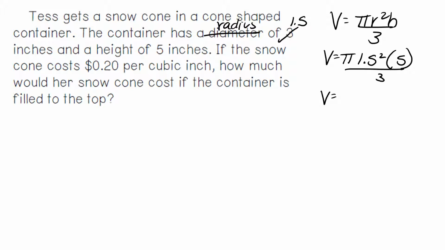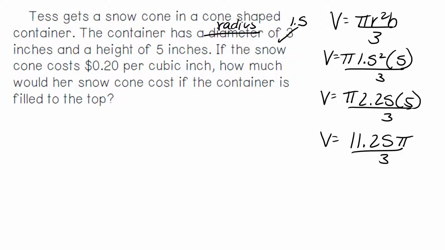1.5 squared is going to give us 2.25, times the height, 5. 2.25 times 5 is 11.25. Divide by 3, 11.25 divided by 3 is 3.75. Times the pi button, because it does not tell us 3.14, it does not tell us 22/7. We get 11.78.